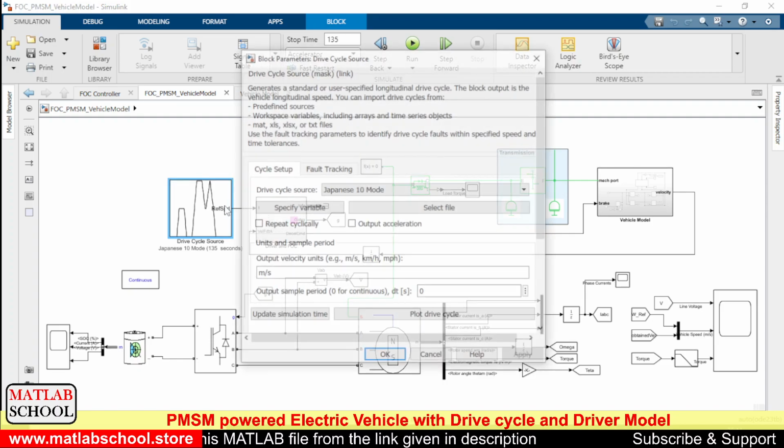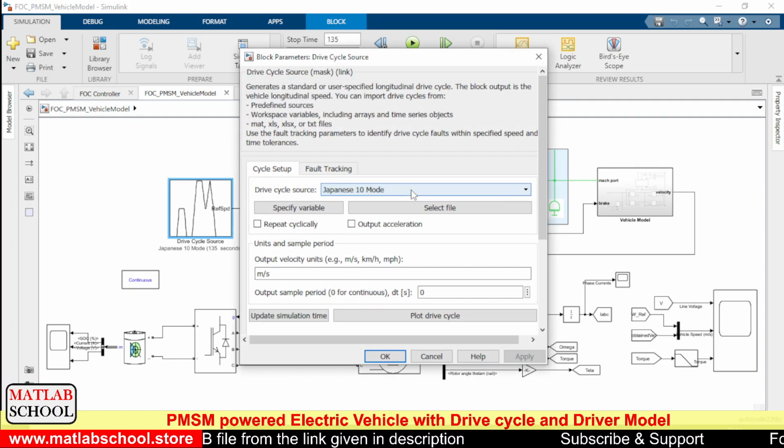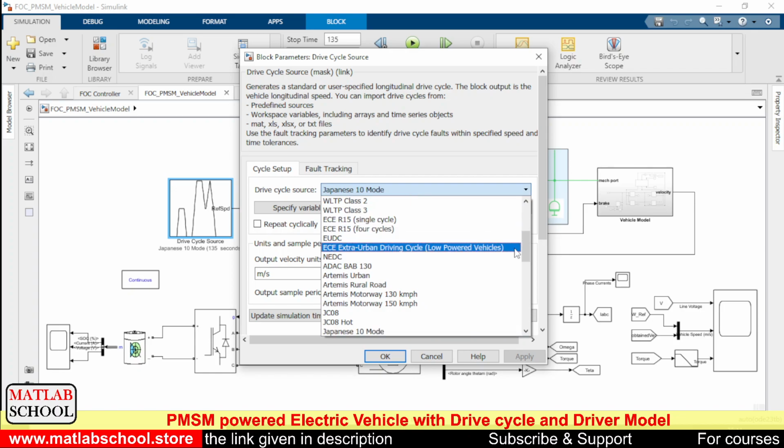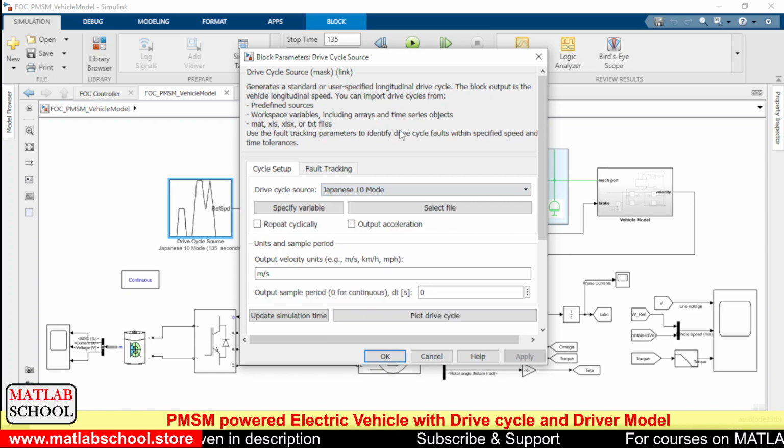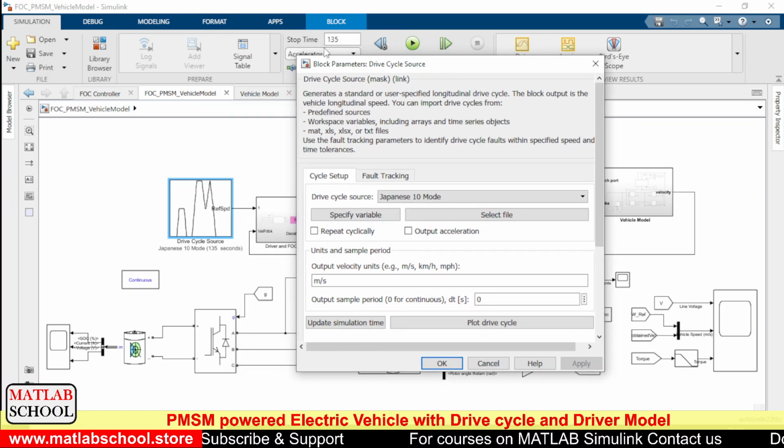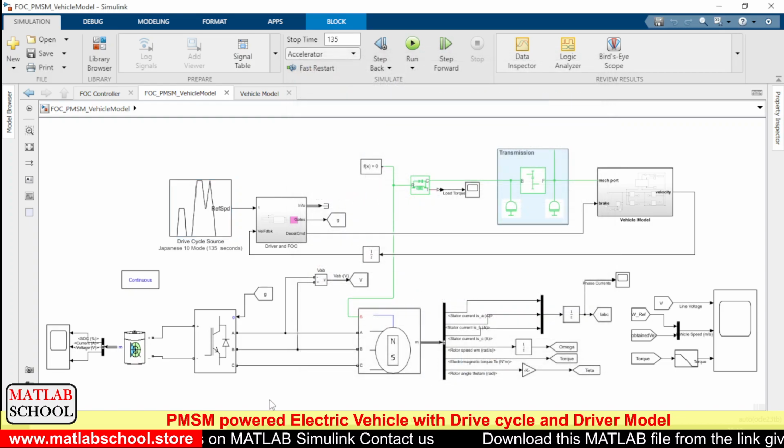Here we have a number of drive cycles like WLTP, NEDC. Like that we have different types of drive cycles. I have chosen the Japanese 10 mode drive cycle. It will take around 135 seconds to complete the simulation. Okay, so let me give the outline of this simulation model.